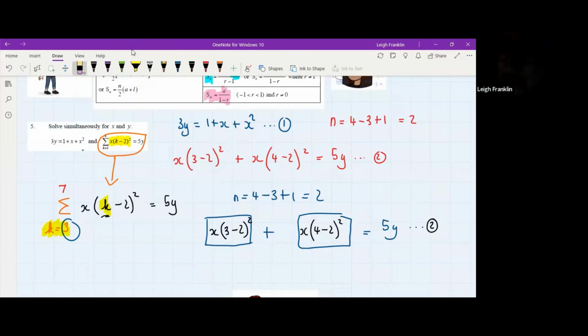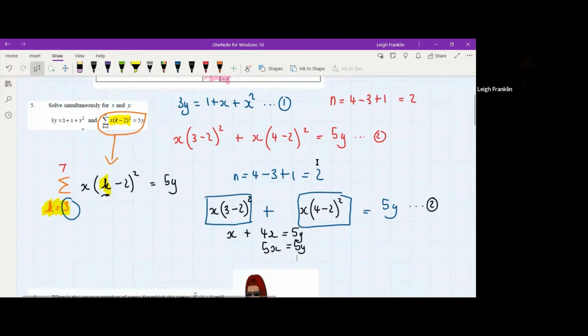So what you've got now, everybody, is 2 equations. Let's just simplify this a little bit. 3 minus 2 is 1, and 1 multiplied by itself is 1. So 1 times x is x, so the first term actually has a value of x. 4 minus 2 is 2, and 2 multiplied by itself is 4. So 4 times x is 4x, and this is equal to 5y. So what this means for us, Matrix, is that 5x equals 5y. So what can I say about x and y?